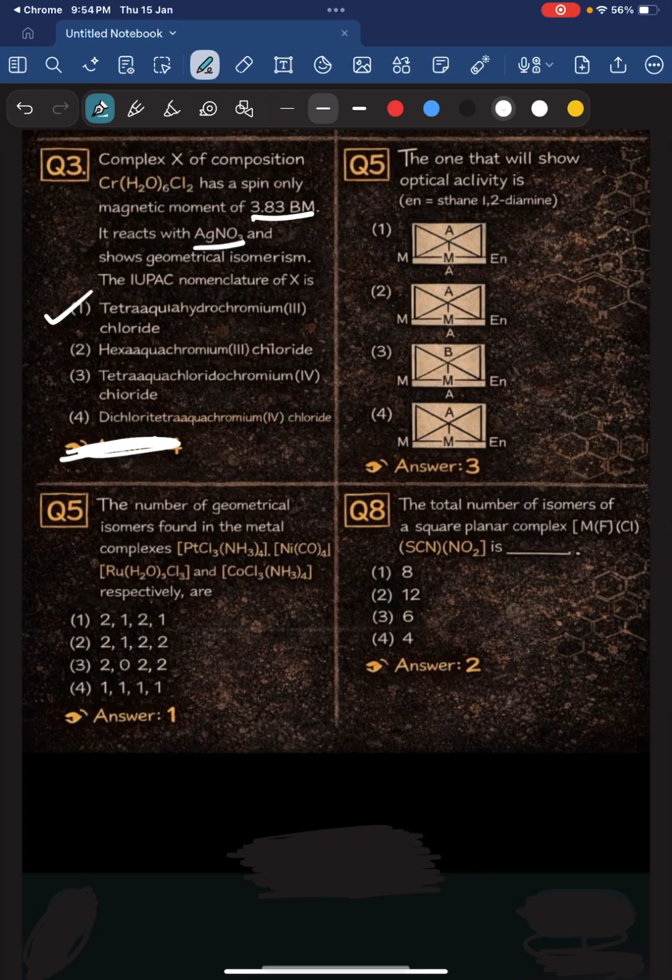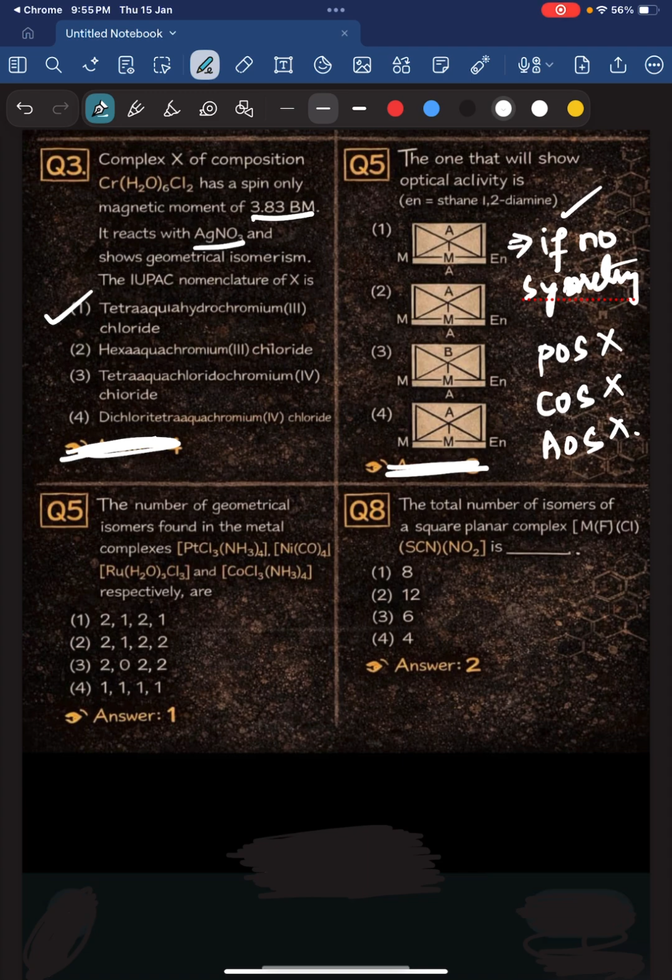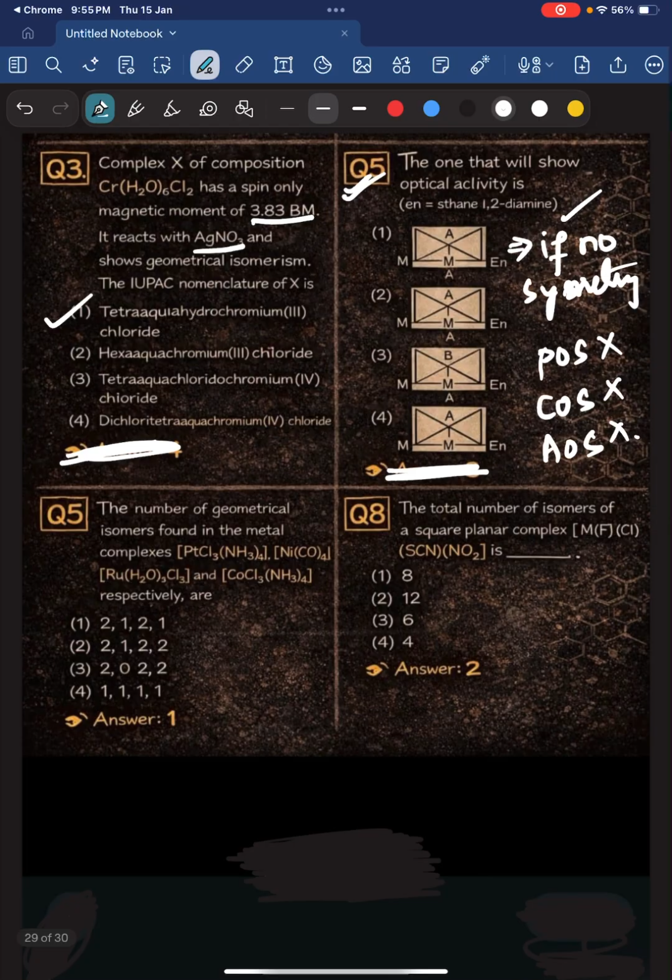So the one that will show optical activity is... optical activity, yeah, the options are not given properly. So optical activity, where it is possible, I will tell you in a simple way. If no symmetry is present, symmetry being any type like POS, COS or axis, if the complex doesn't have any of these symmetries, then only the complex has optical activity. We can also check the same point with respect to mirror image. If the complex has a superimposable mirror image, then there is no optical activity. Non-superimposable mirror images are called enantiomers. Wherever you see that kind of compound, that alone has optical activity.